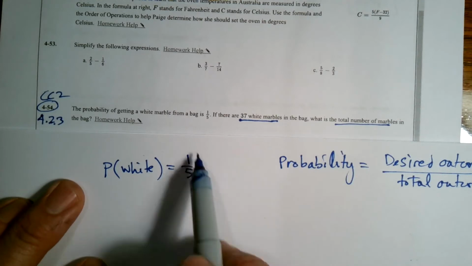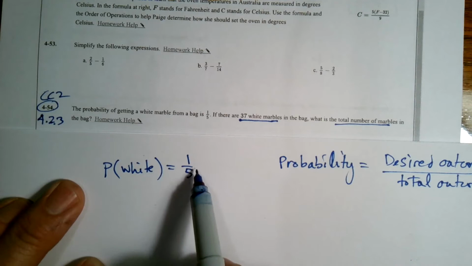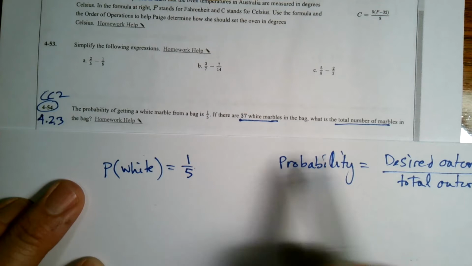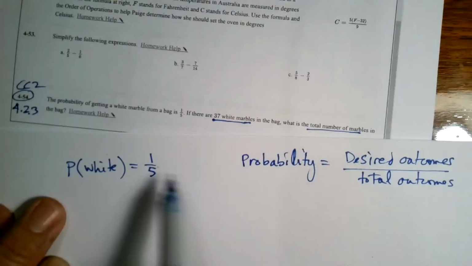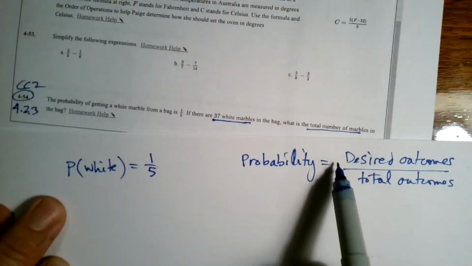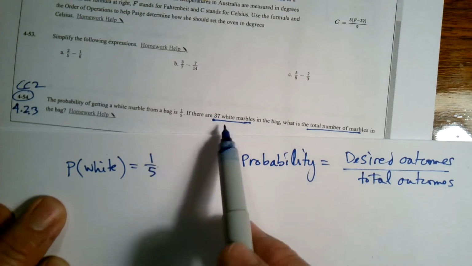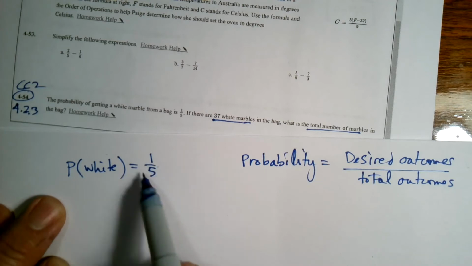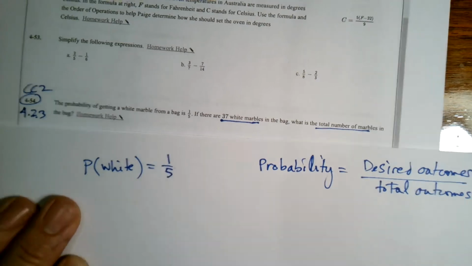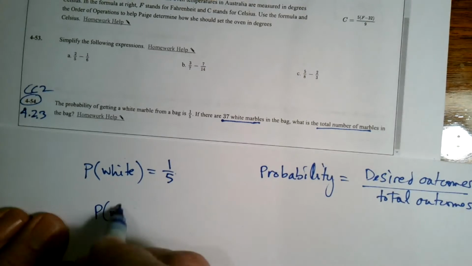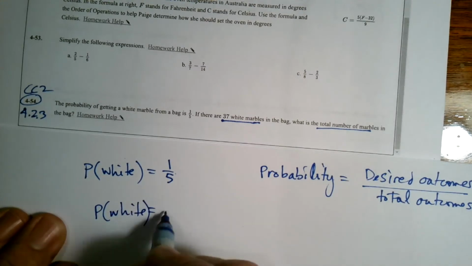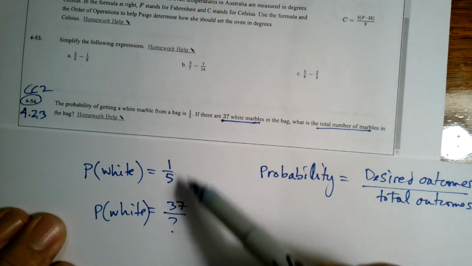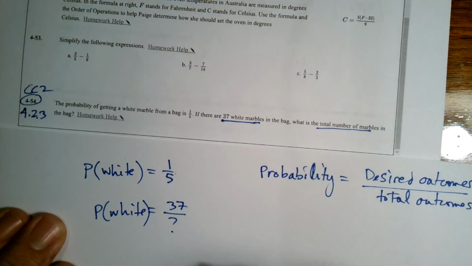This obviously is a simplified answer, isn't it? Because it tells me that there are 37 white marbles. So the top number should be desired outcomes, right? Right, have 1/5. So desired outcomes, there's more than one white marble. So what they've done is they've taken the actual probability and simplified it to be 1/5. So what I do know is then I could rewrite this and say the probability of the white marble would have been 37 over something. And that 37 over something is going to be the same thing as 1/5.